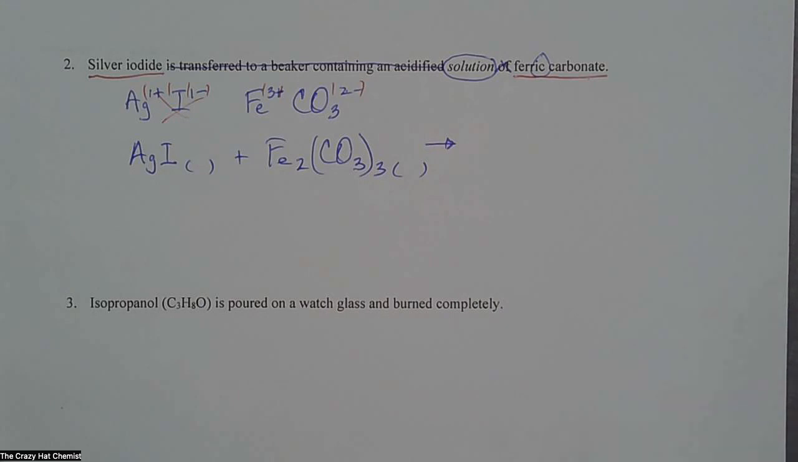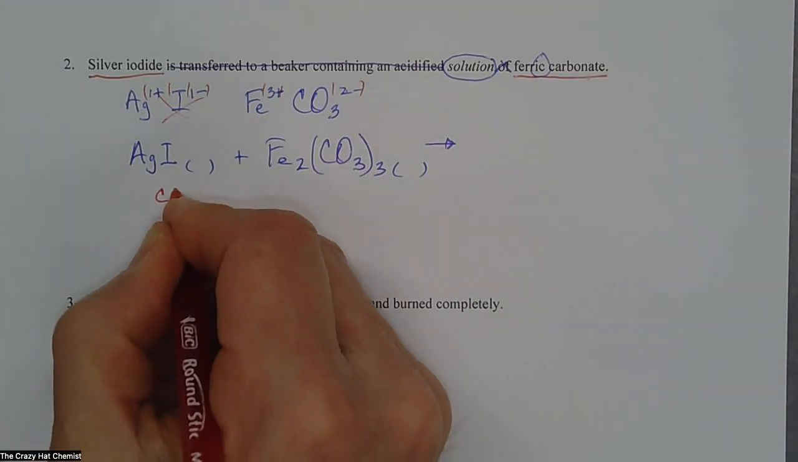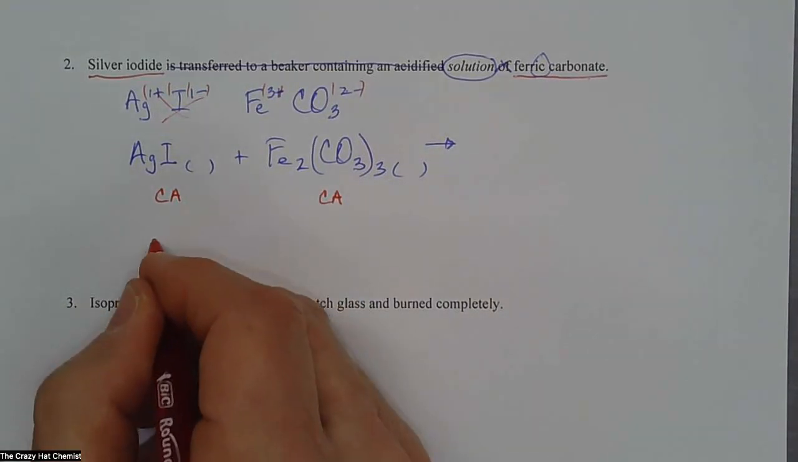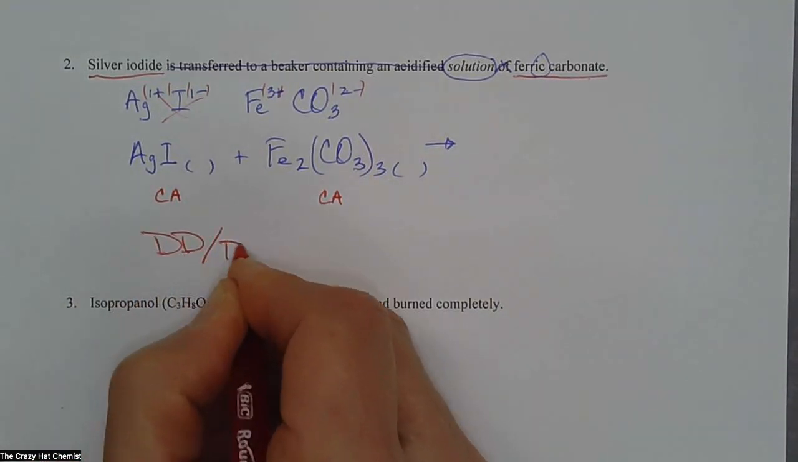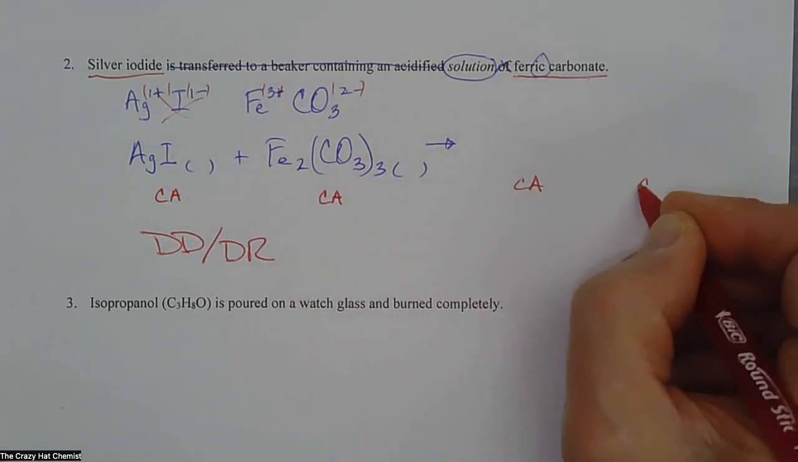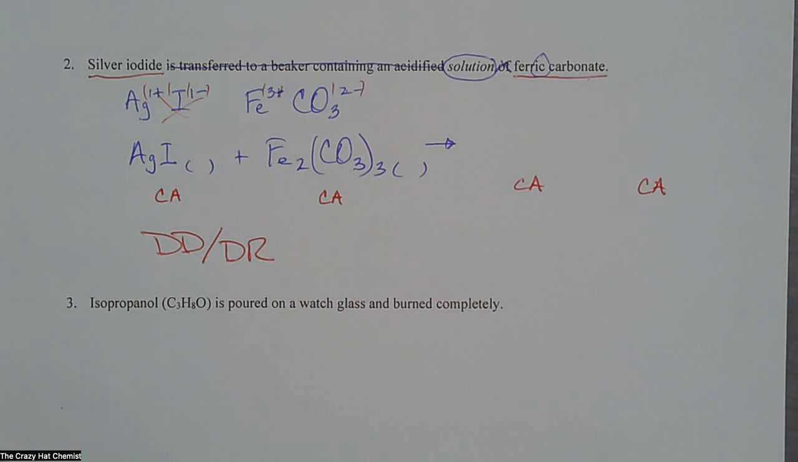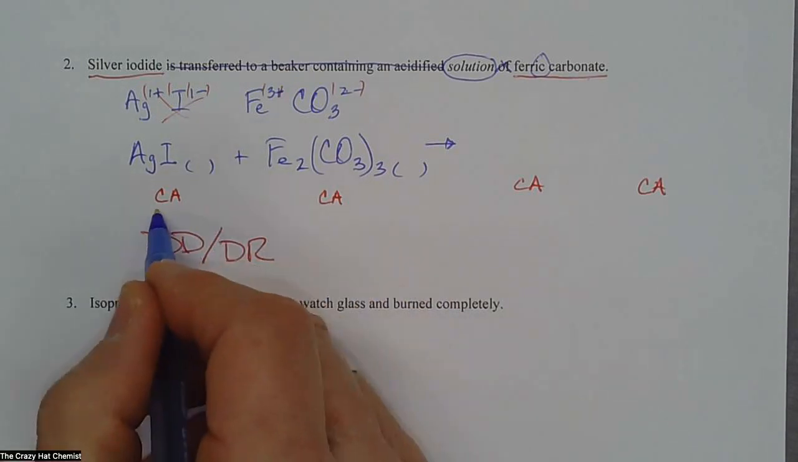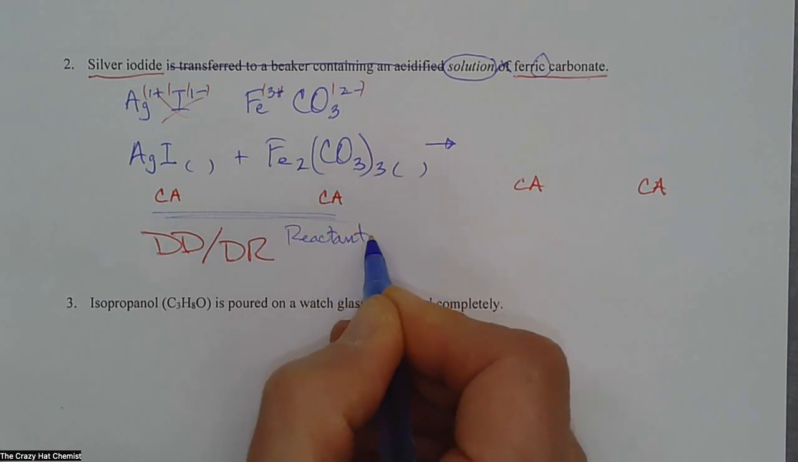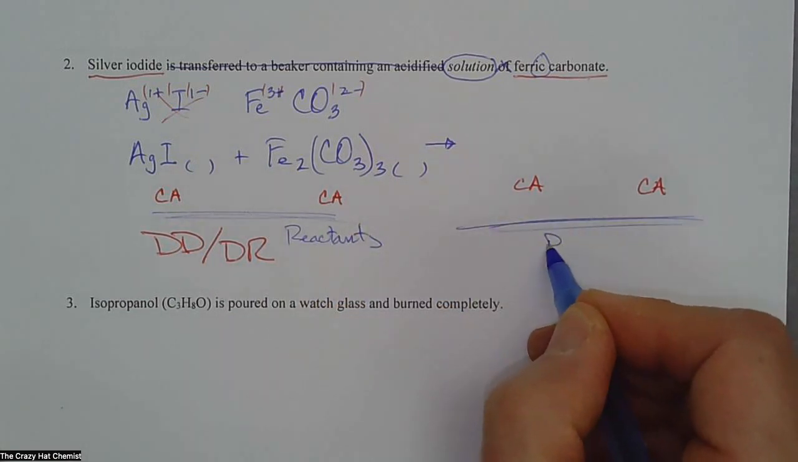And you should see also that we have added a cation and an anion, a cation and an anion, and this is characteristic of a double displacement or a double replacement reaction, where we will get a cation and an anion on the product side. So again, these are the reactants, and these will be the products.